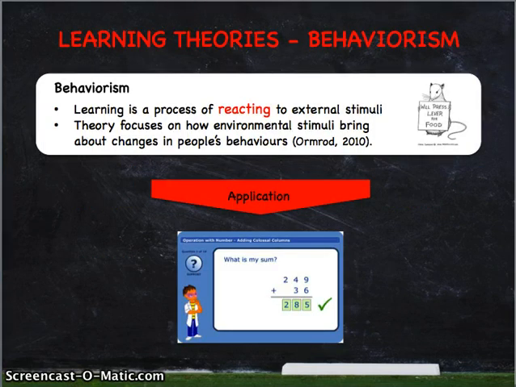As we are starting to see, learning is a complex process and it is important for teachers to gain an understanding of the different theories and their relevance to facilitate effective learning. Behaviorism, cognitivism, and constructivism are the three fundamental learning theories. Behaviorism is a learning process of reacting to external stimuli and focuses on how environmental stimuli bring about changes in people's behaviors. When applying behaviorism in the classroom, interactivity is fundamental to encouraging learners to respond to stimulus and rewarding them for correct responses. An example is Mathletics, a popular mathematics tool for teachers.